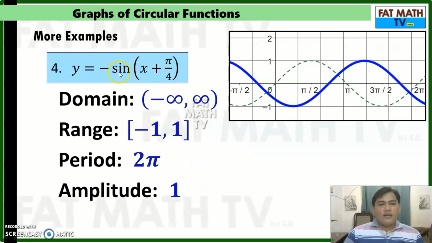Another, we have a negative here, and then a plus pi over 4. So the negative will create a vertical flip, okay, vertical flip. So instead of this, this is y equals sine x. You will flip it and then you move to the left pi over 4 units. After you flip this, you move to the left by pi over 4 units. So this is going to be the graph. So no change in the domain, range, period, and amplitude. Okay, it's going to be the same. The range is from -1 to 1, period is 2 pi, and amplitude is 1.